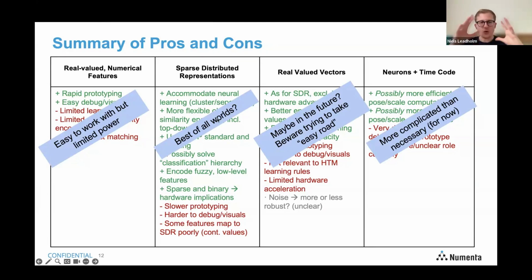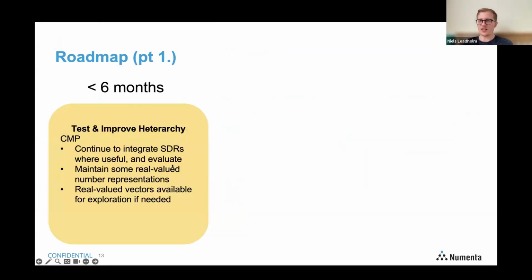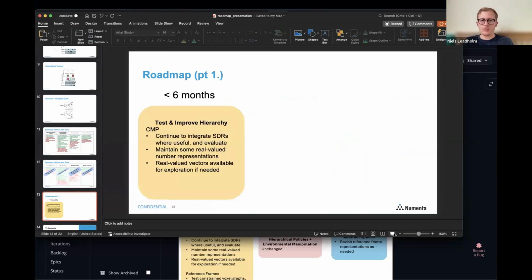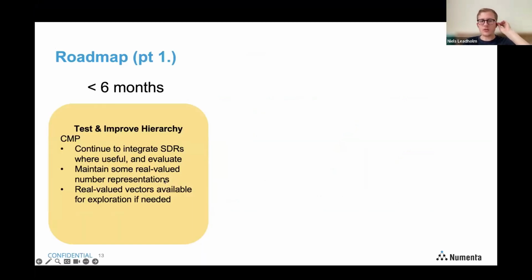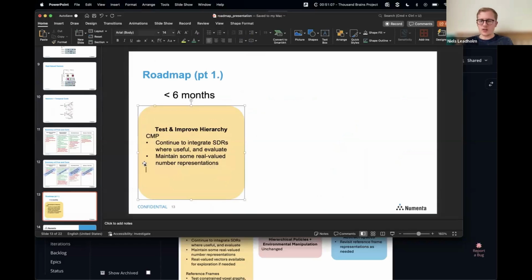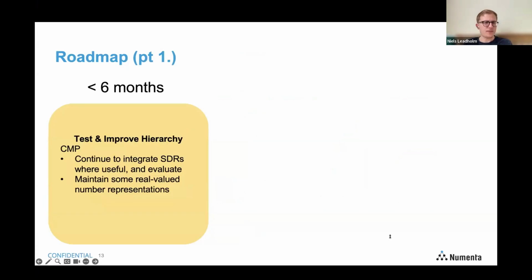Yeah, so with this, it's largely consistent with what Numenta always kind of had in mind, so maybe this is the less controversial one. Over the next 6 months, as we're focusing on hierarchy and compositional objects, we'll keep working with SDRs where useful, and have some real valued. I'll maybe be more conservative with the language around using real valued vectors.